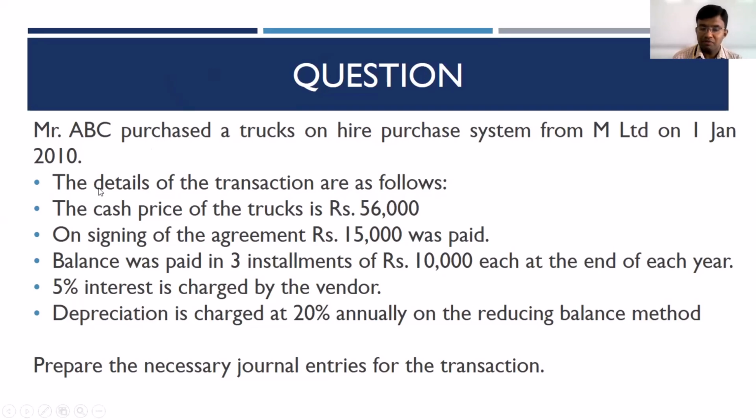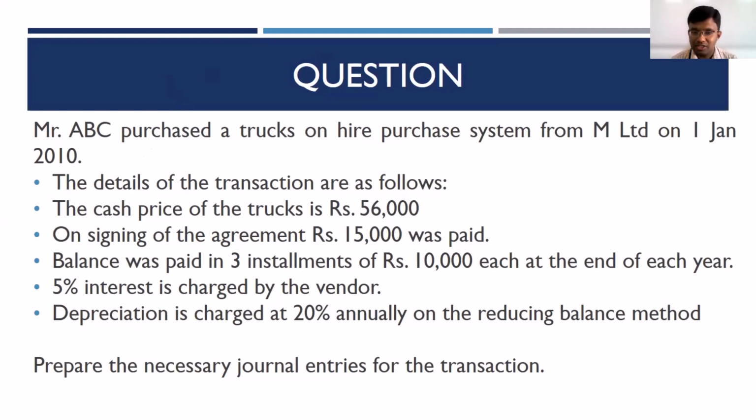So here we find out that ABC is the purchaser and M is the vendor. And cash price we saw is 56,000. So that is the price that you would have paid had you purchased this machine or this truck on hire purchase. We also saw that 15,000 was paid at the time of signing the agreement. So what is 15,000? 15,000 is nothing but the down payment.